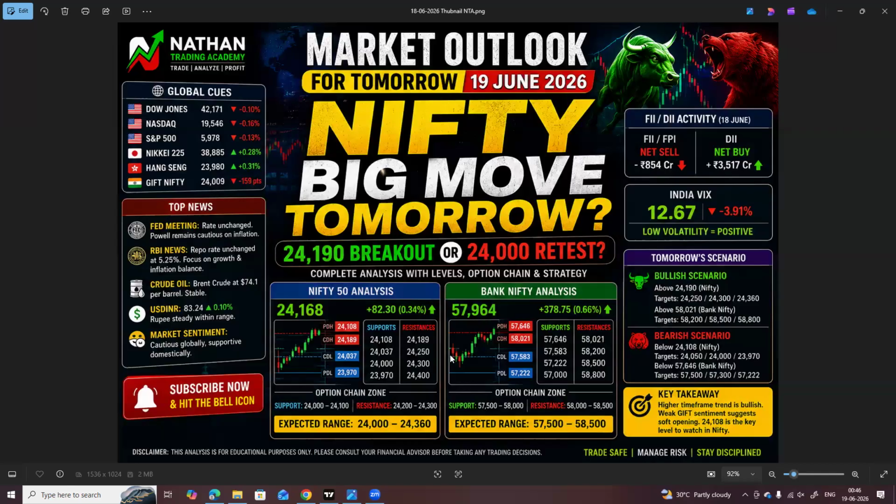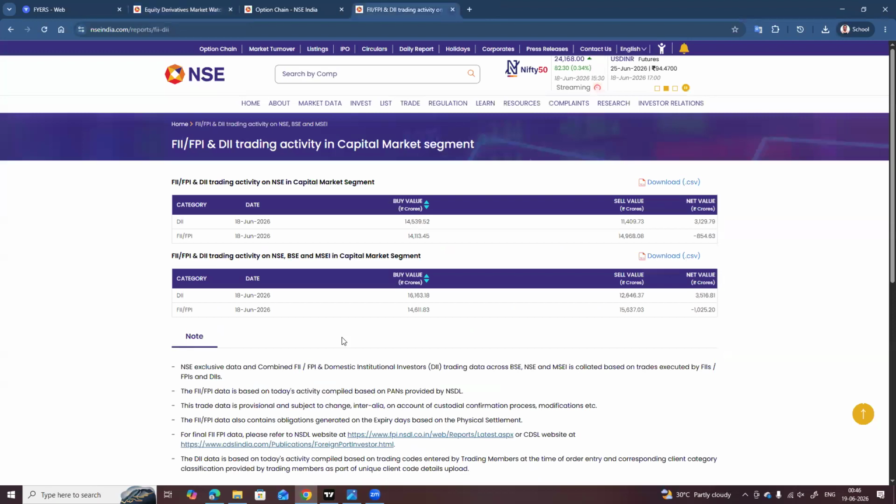And while foreign investors, that is FII, remain selective, when we look at DII data and FII data, if you see here, FII and DII activity, FII and FPIs, as you see here, on 18th June, were net sellers by approximately 855 crore on NSE, around 1025 crore across exchanges, that is NSE, BSE and MSCI.